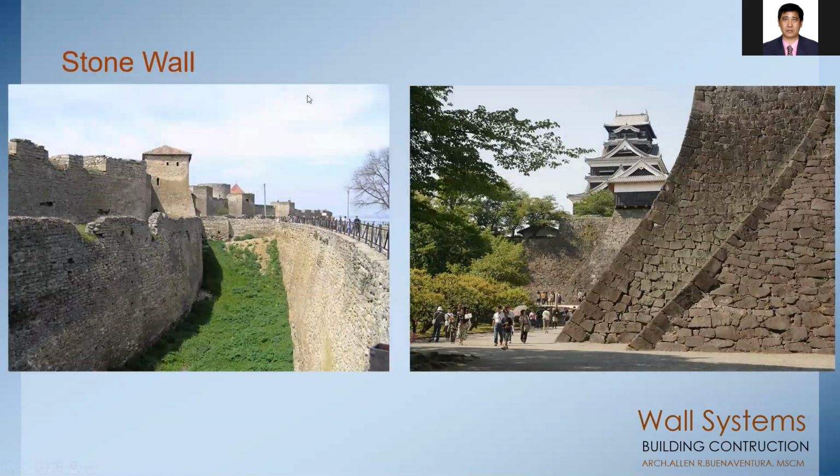This is an example of the use of a stone wall. These stone walls are used for fortification or for the perimeter walls of castles. We can also observe these stone walls in Intramuros or in churches that were built during the pre-Spanish time.